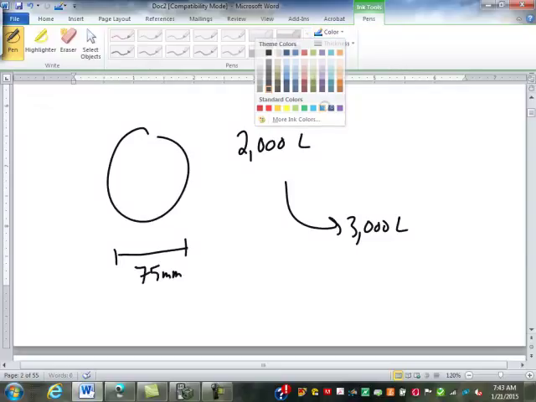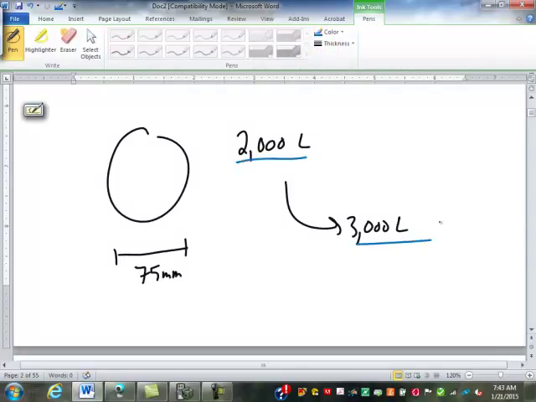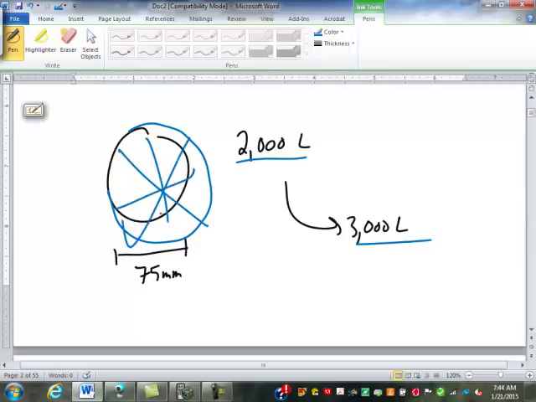At first sight, it looks like a volume. They're saying 2,000 liters to 3,000 liters, right? Right. But they're asking us to change what? The diameter of the pipe. Does changing the diameter of the pipe change the volume? No. It changes the area of the pipe. The cross-sectional area of the pipe is what it changes. It doesn't change the length of the pipe at all.